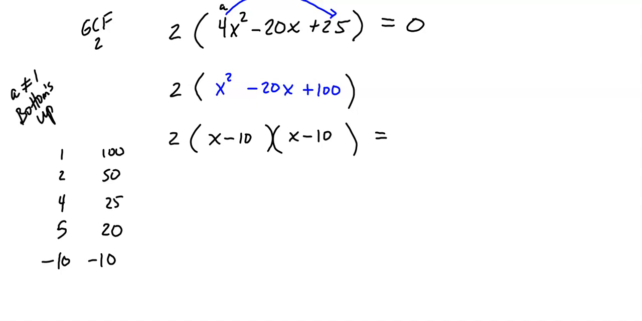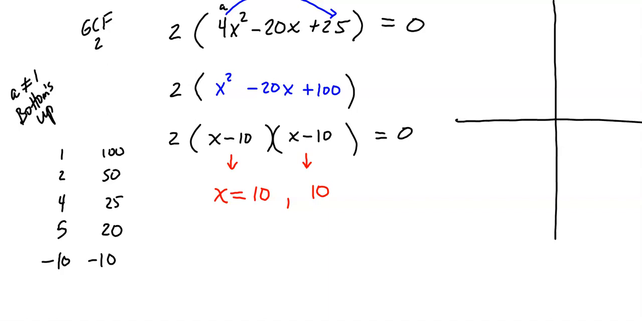equals 0. Well, zero product property. If 2 times something equals 0, either you're 0 or you're 0. And they're both the same. So x equals 10, and x also equals 10. So your two zeros or your two solutions could be the same number.